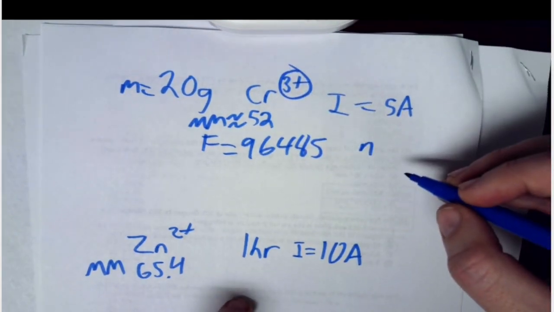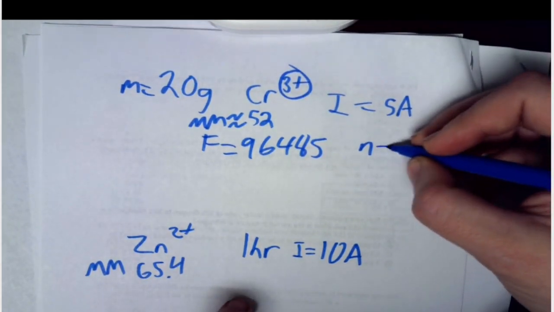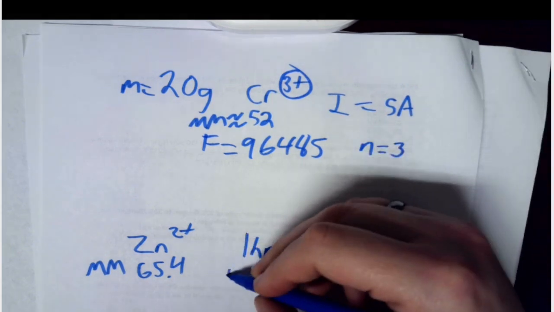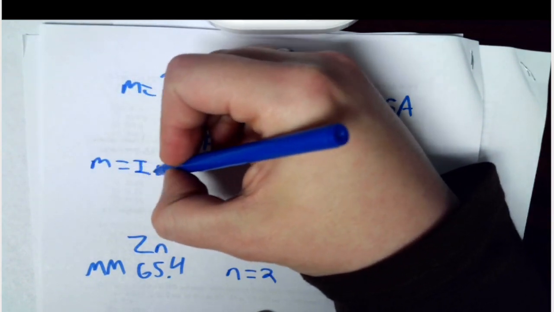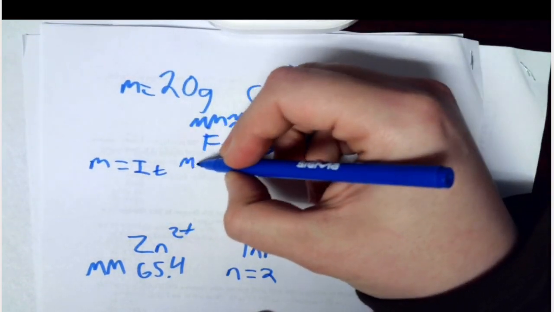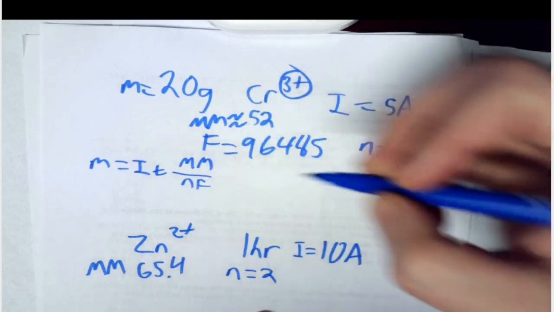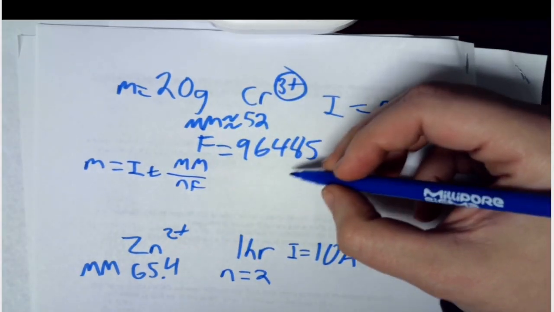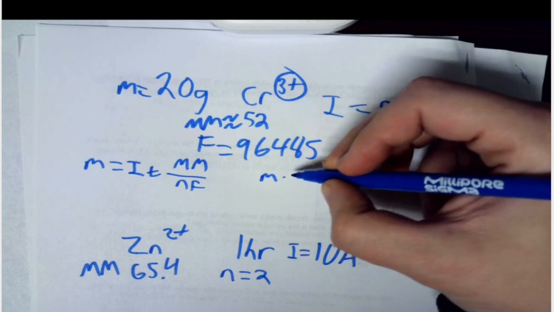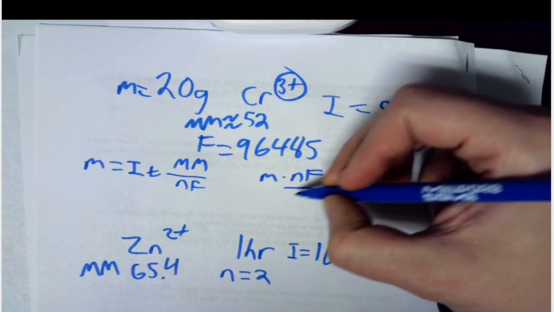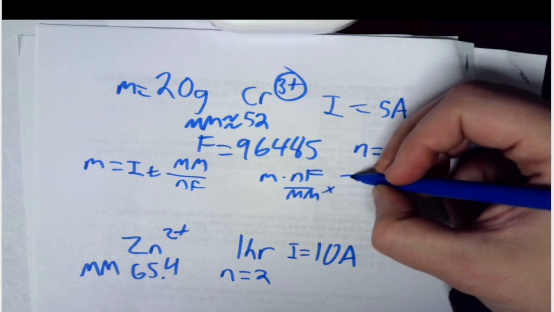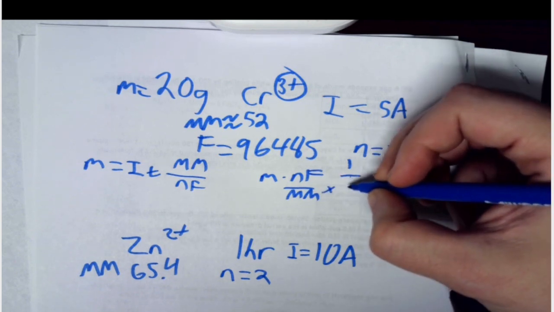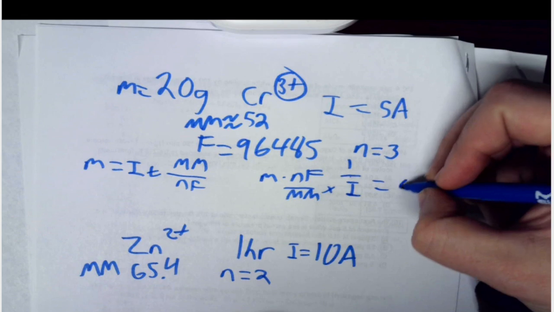We're usually trying to get to a neutral state. So N is going to be 3. N is going to be 2. So if my equation is M equals I T M over NF, rearranging this, it should read mass times NF over molar mass times 1 over I is going to be our time.